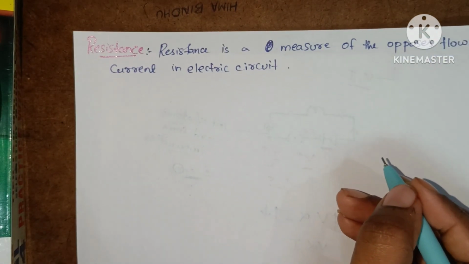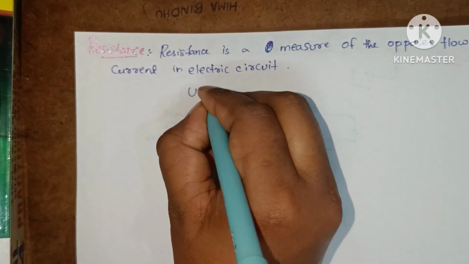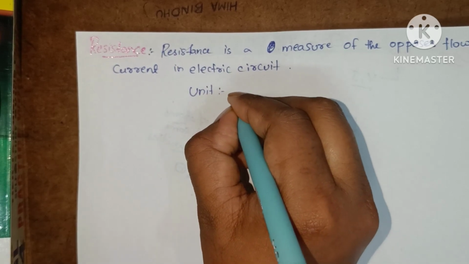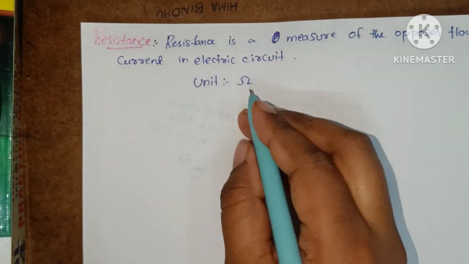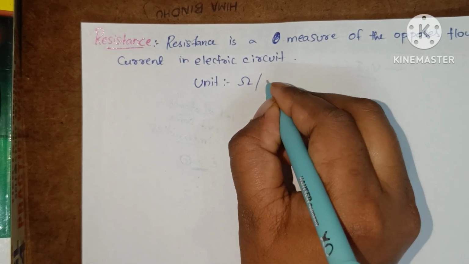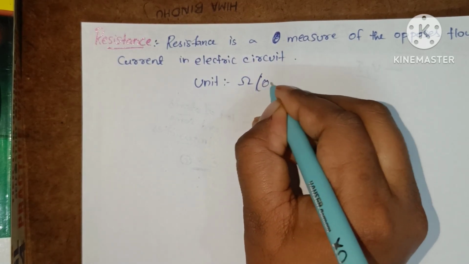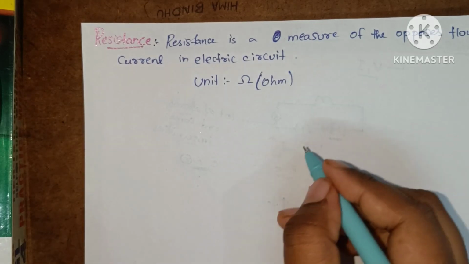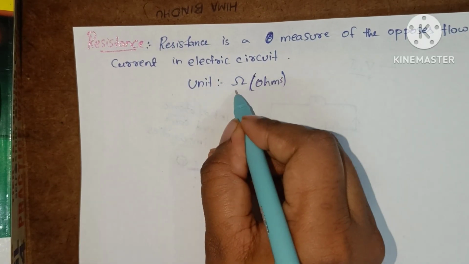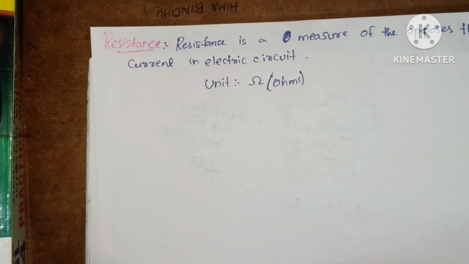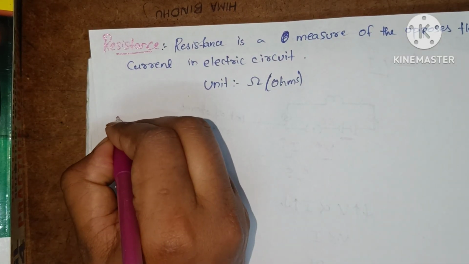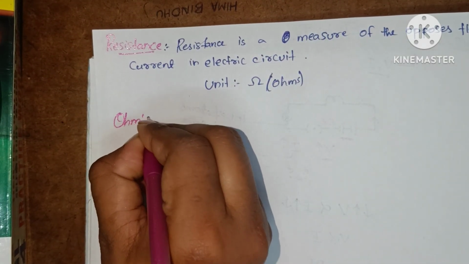Okay, so what is the unit of resistance? The unit of resistance is ohms. Understood? With this symbol you will denote it. Next, let us go to Ohm's law. Let us write the Ohm's law definition properly.